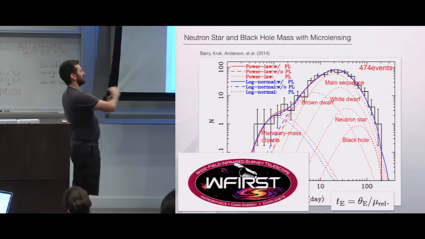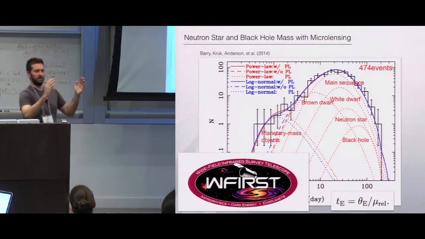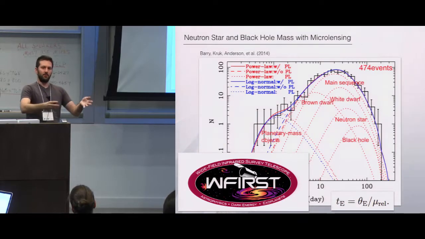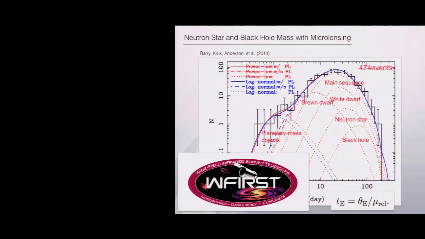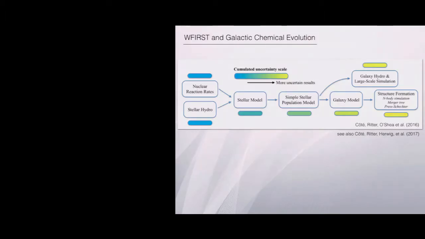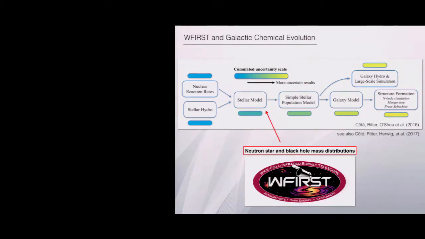As long as they are on the way, you will be able to detect individual black holes, individual neutron stars, or a combination of binary black holes and all that. So that's going to help a lot to define the actual mass function of neutron stars and black holes. So in this grand scheme, WFIRST and microlensing can actually help a lot to constrain the stellar models.